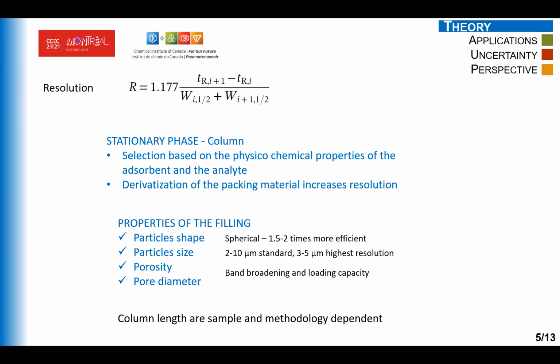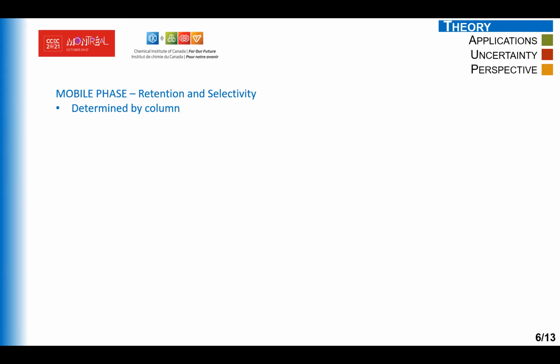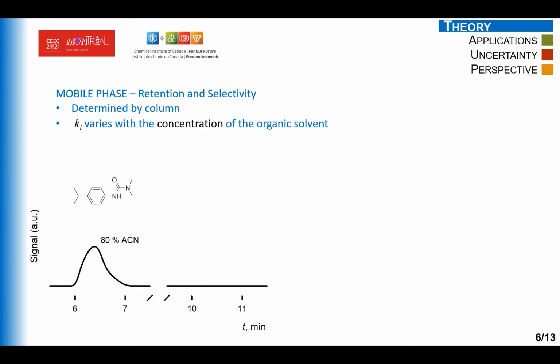The length of the column is sample and separation methodology dependent, and longer columns have higher separation efficiencies, but the analysis takes more time, so it becomes more expensive because you're also using more solvent. The column chosen for the separation process determines the mobile phase that you use. The retention factor varies with the concentration of the organic solvent. And here I have an example of isoproturon.